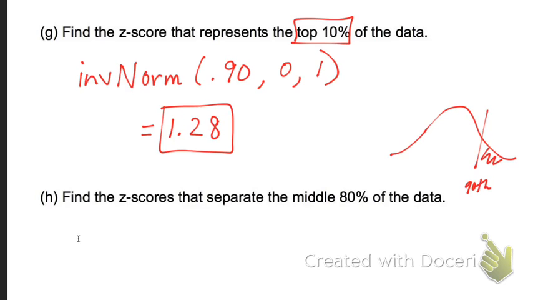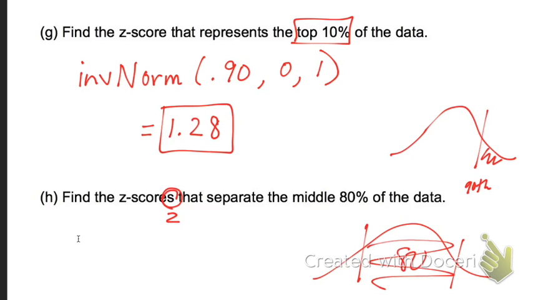And then lastly, for H, I want the z-scores, so that means 2 of them. I'm going to have to do this twice. For the middle 80% of my data. So what 2 percentiles will I put in? If I want 20 and 80, that would only be 60%. So 10 and 90. Does it matter what you put in as long as it just adds up to 80? Middle 80%.